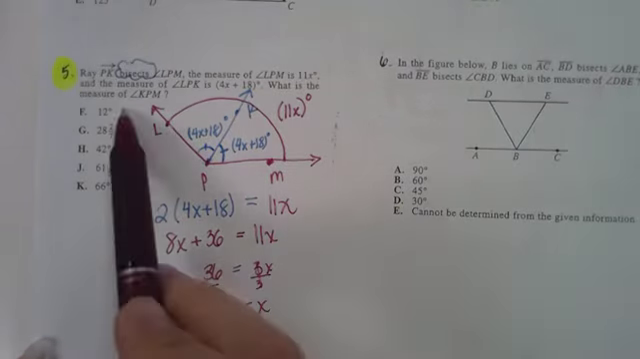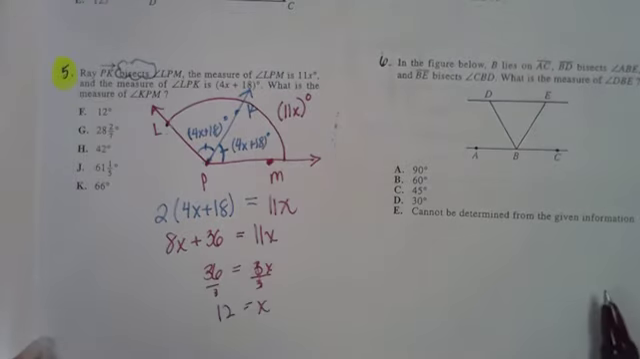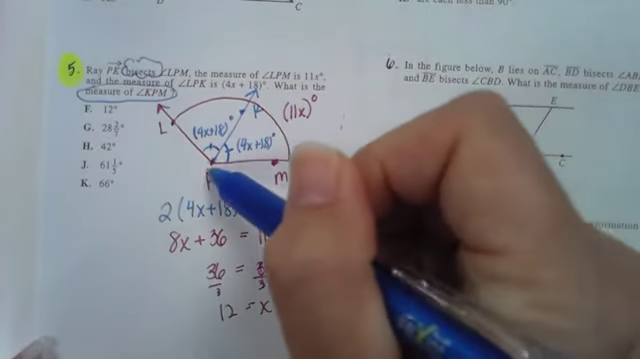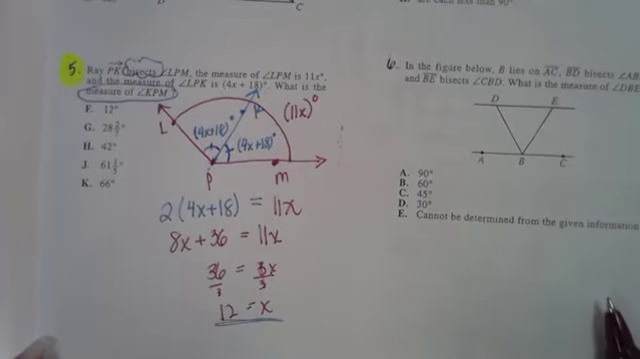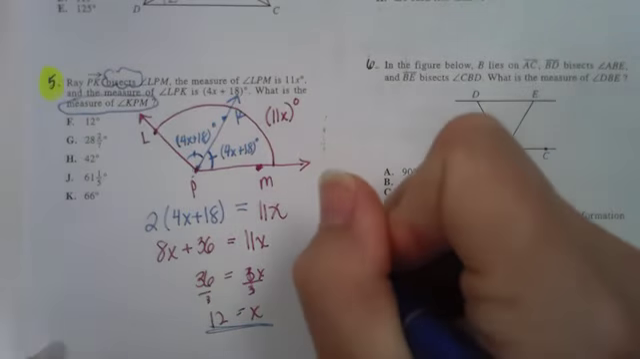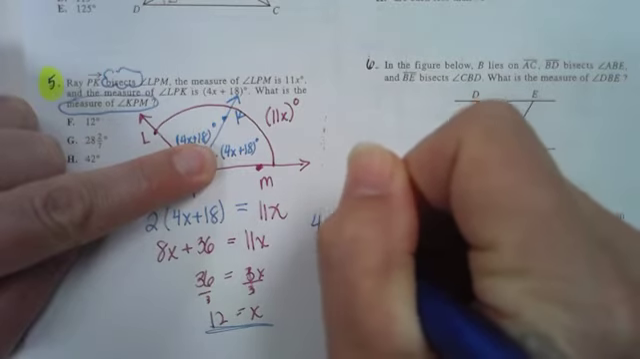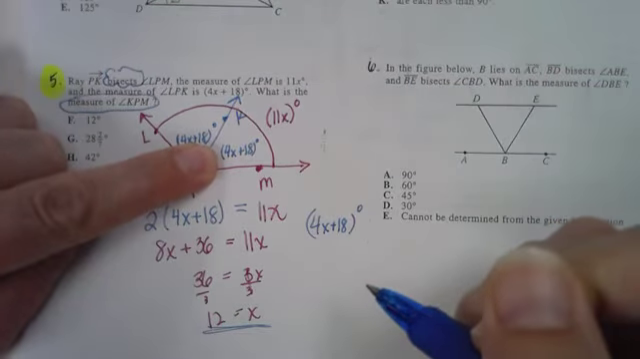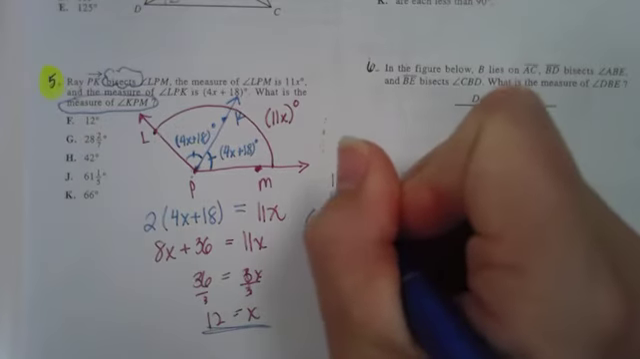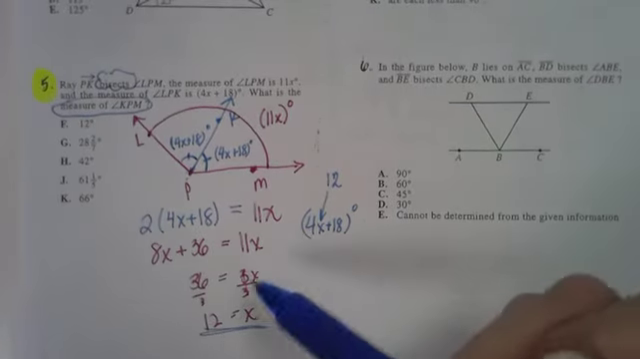Now, there's that answer. But we just solved for x, and they want to know what is the measure of angle KPM. Is 12 the measure of angle KPM? No, it is not. Angle KPM is 4x plus 18 degrees. So what do we need to do to actually figure out how many degrees it is? Yeah, we actually have to plug in the 12. So one more step is the name of the game. And they're going to have that answer.